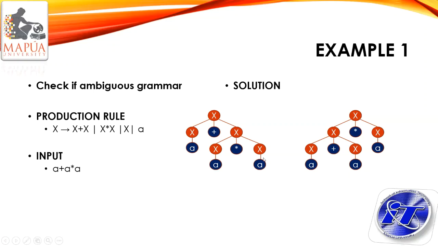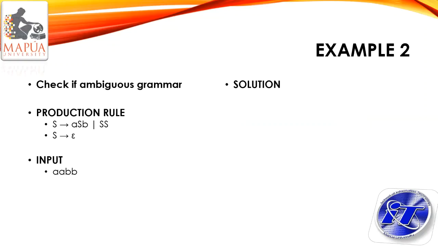So as you can see, the first tree and second tree derive the desired input, and we have two derivation trees. Therefore this production rule from a certain grammar means this grammar is ambiguous. Okay, another example. We have these two rules: S yields to ASB or SS, and S yields to null. And we are requested to get AABB.